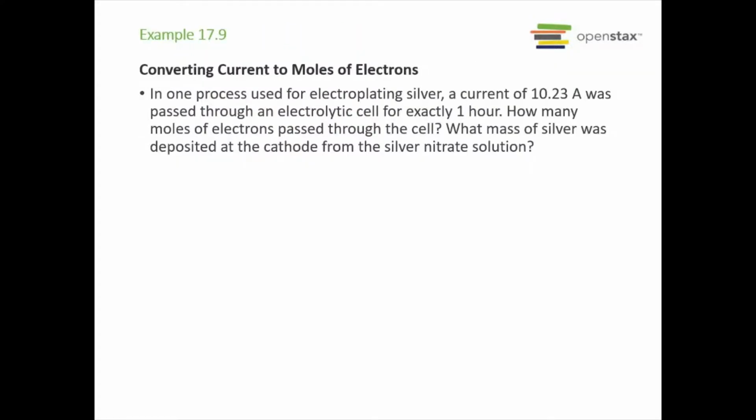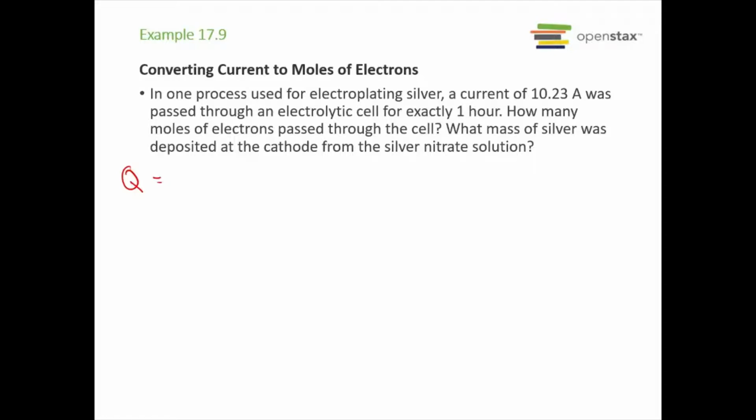So let's look at an example of converting current to moles of electrons. We're told in one process used for electroplating silver, a current of 10.23 amps was passed through an electrolytic cell for exactly 1 hour. How many moles of electrons passed through the cell, and what mass of silver was deposited at the cathode from the silver nitrate solution? So we can use Faraday's constant to convert the charge into moles of electrons. So we first need to figure out the charge, though, in terms of coulombs.